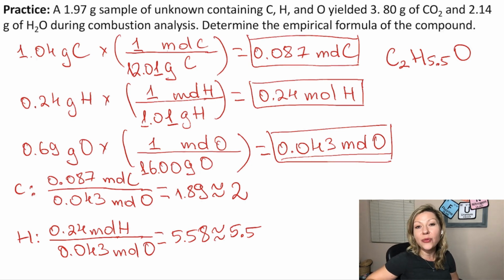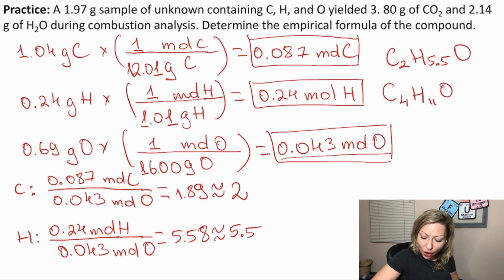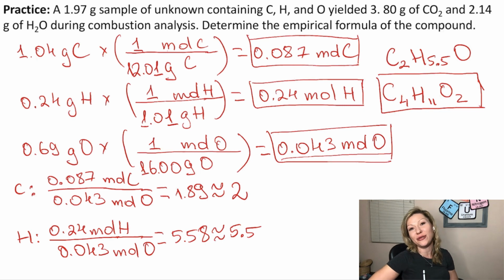Can we have half a hydrogen atom in a formula? No, not really, right? So in order to actually get a whole number of hydrogen atoms, I have to multiply each one of those subscripts by 2. So that is going to give me C4H11O2. That makes way more sense than the 5.5 hydrogen atoms. Okay, so this is our final answer for the empirical formula of the compound.